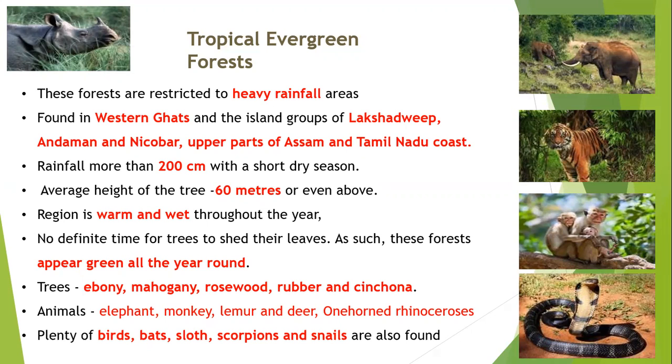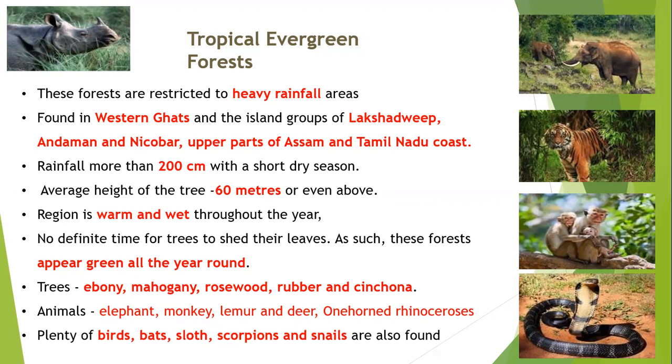Animals found are the elephants, monkeys, lemur and deer, one-horned rhinoceros, and plenty of birds, bats, sloths, scorpions, and snails are also found in these forests. These are evergreen forests. They are normally found in the areas which receive more than 200 centimeters of rainfall, and they always have a temperature of 25 degrees Celsius to 27 degrees Celsius.